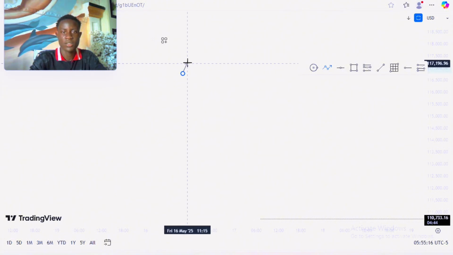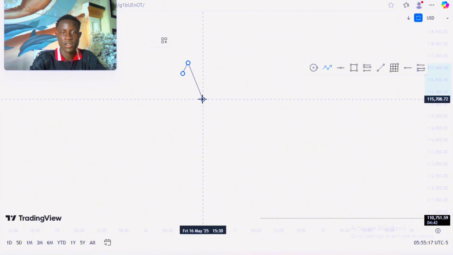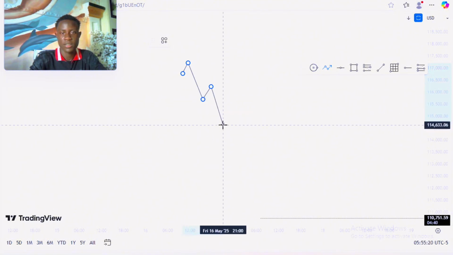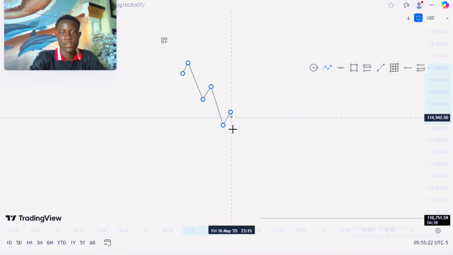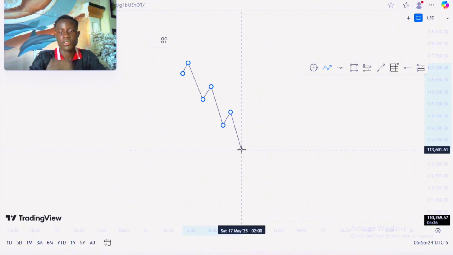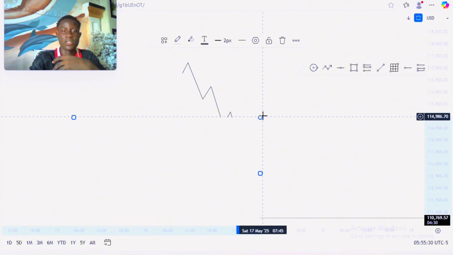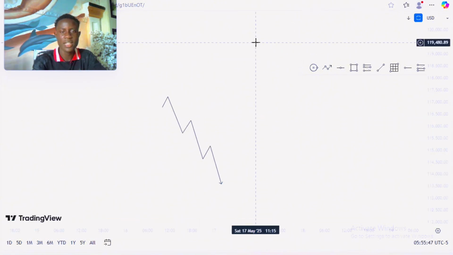This is simply when price is going in the opposite direction. If price is dropping, this is called a bearish market, which means the currency is losing strength. So that is simply a downtrend. This is a brief explanation of how the market moves.